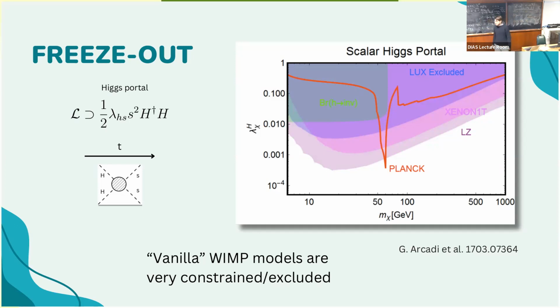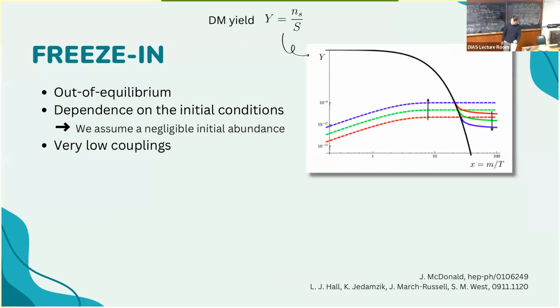The white region is the only one that's allowed, is that correct? Yeah, exactly. And then in the future, there are plans for other experiments that will bring a little bit down this curve. That's the reason that brought people to try to explore other production mechanisms or other candidates like the axion.